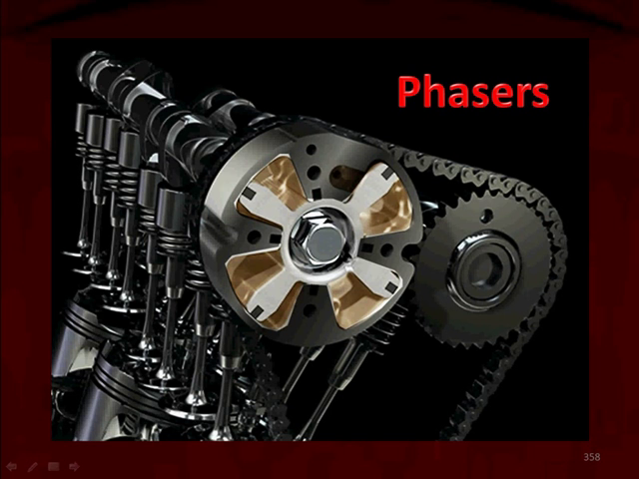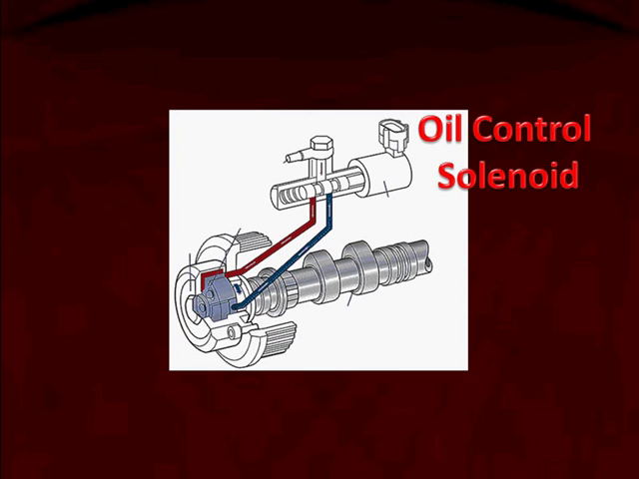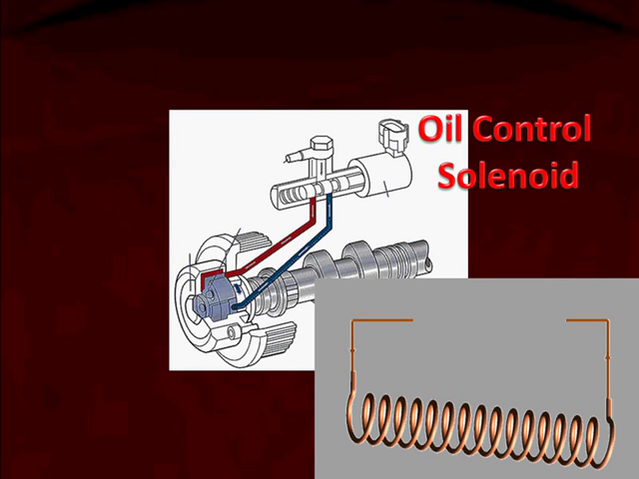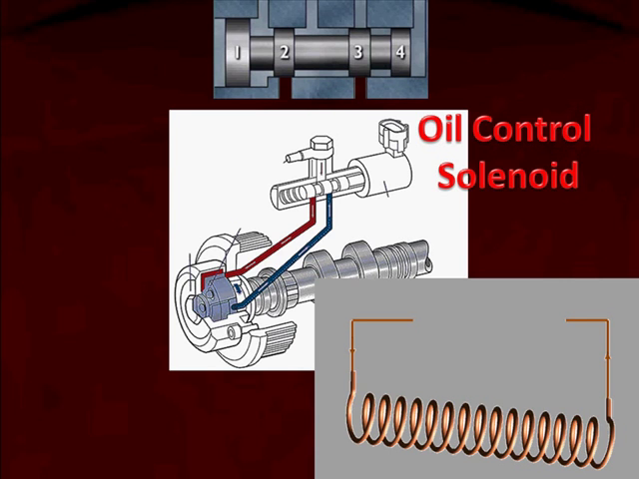The phaser is controlled by engine oil. Let's take a look at this solenoid here. This is the engine oil control solenoid. And what it has is a solenoid, or a long wire wrapped around an iron core, in order to create a large magnetic field, large enough to move a spool valve against a spring.